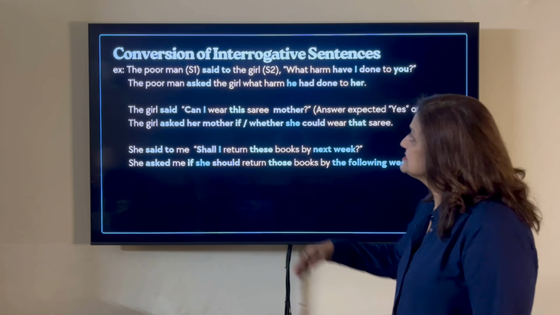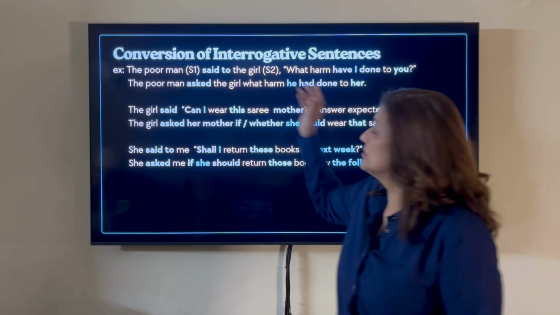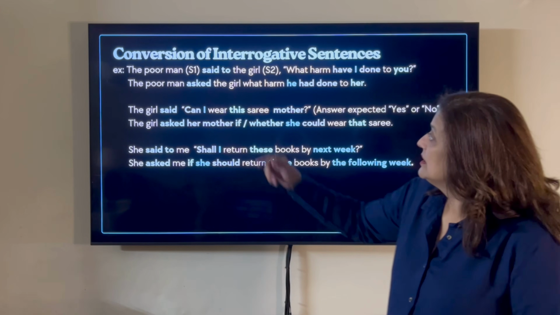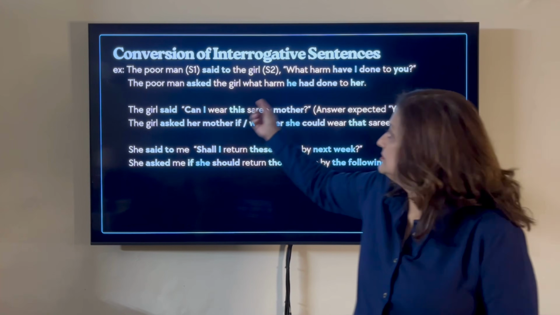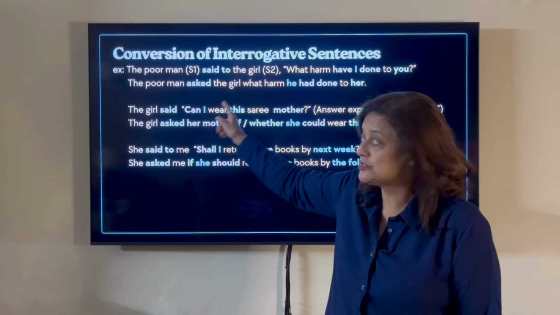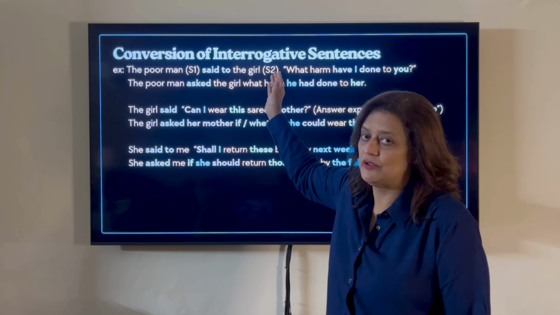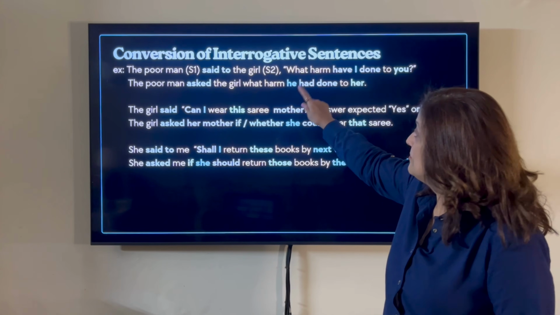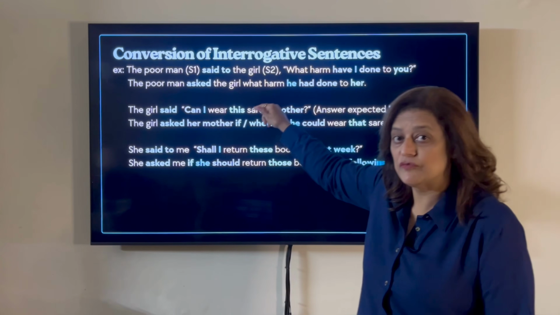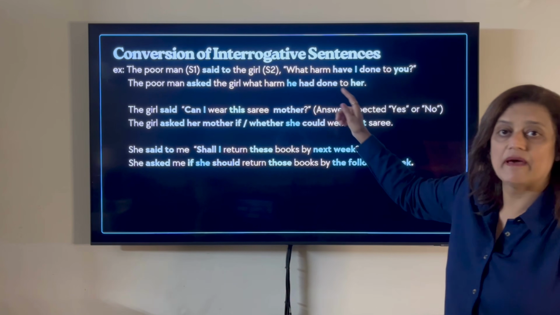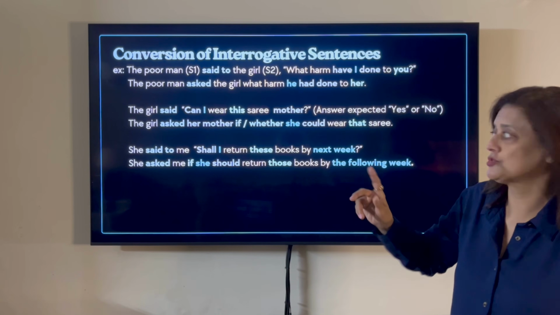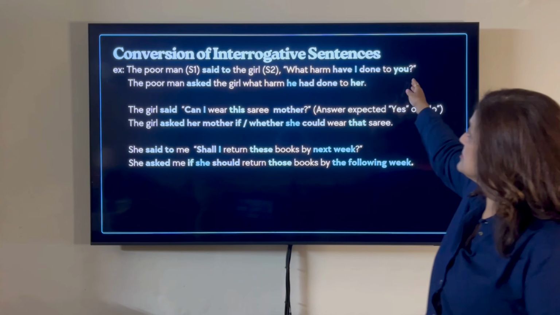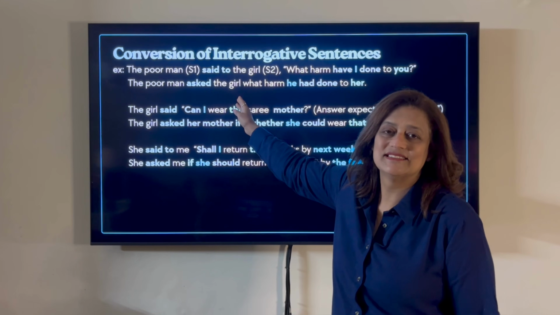Let's take some examples. The poor man said to the girl, "What harm have I done to you?" Now the poor man is asking the girl. Now there is no conjunction because the question is starting with WH word what. Harm, have will change to had. But now I is coming before had because helping verb and subject have swapped their positions. To, and you is referring to the girl. So again, second person pronoun according to the second subject.